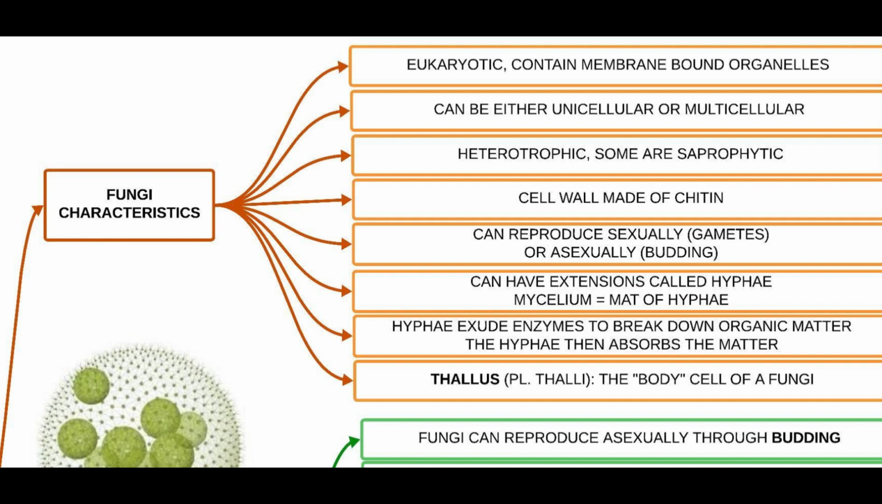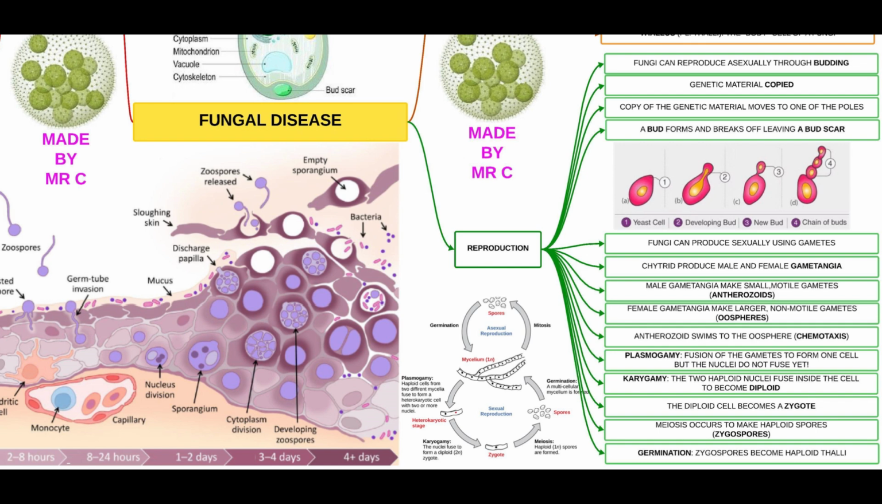It has a cell wall made of chitin. It can reproduce sexually using gametes or asexually using budding. They can have extensions called hyphae, and a mat of hyphae is called a mycelium. Hyphae exude enzymes to break down organic matter, then the hyphae absorb the matter. The main body of a fungal cell is called the thallus. Plural is thalli.